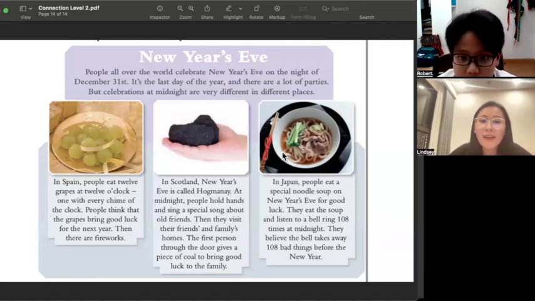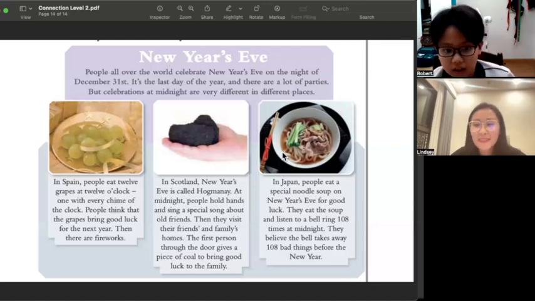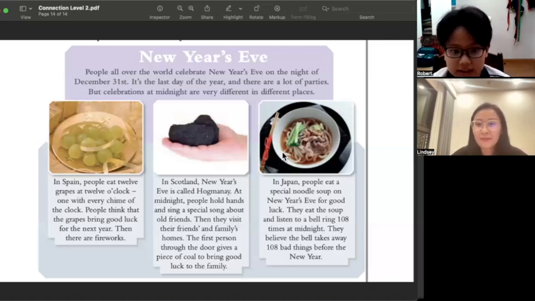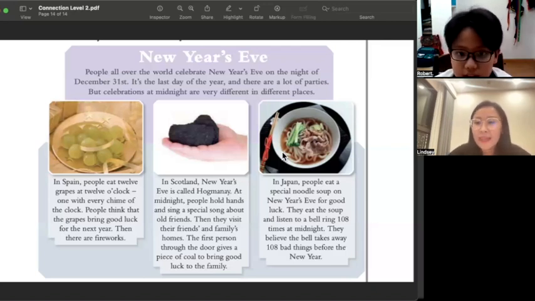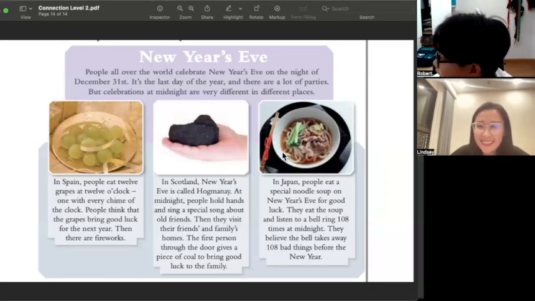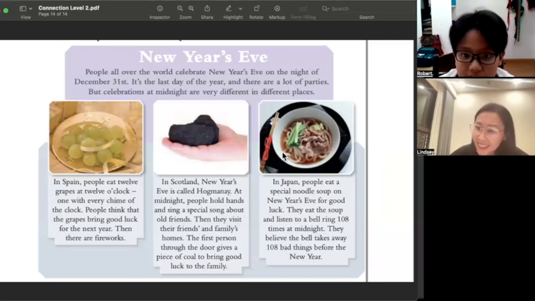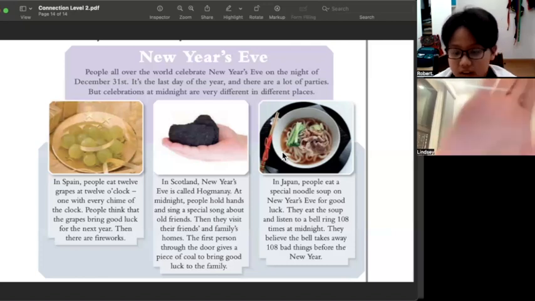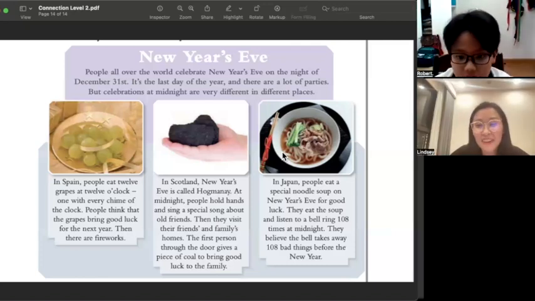Okay, so what do people all over the world celebrate on the night of December 31st? They celebrate New Year's Eve on the night of December 31st. Is December 31st the first day of the year or the last day of the year? It's the last day of the year. Do you know what is the first day of the year? It's January 1st. Good. High five, Robert. You're good.